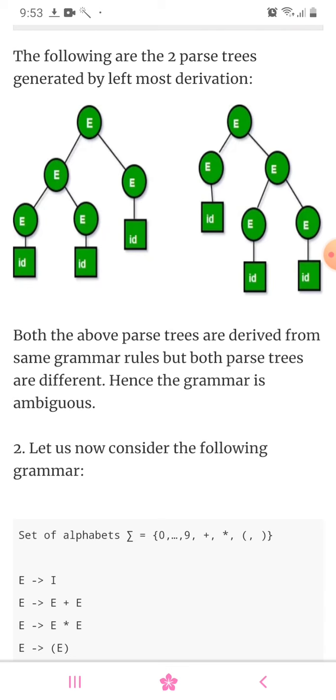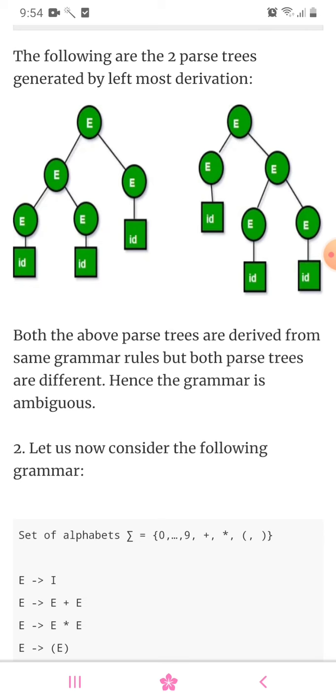Here, the leftmost derivation of the first parse tree is the rightmost derivation of the second parse tree, and the rightmost derivation of the first parse tree is the leftmost derivation of the second parse tree. Both the above parse trees are derived from the same grammar rules, but both parse trees are different. Hence the grammar is ambiguous grammar.